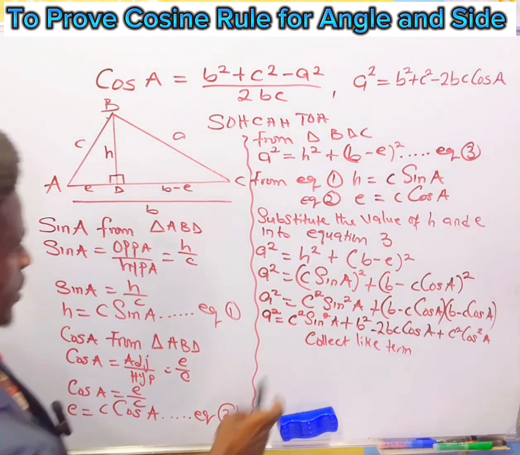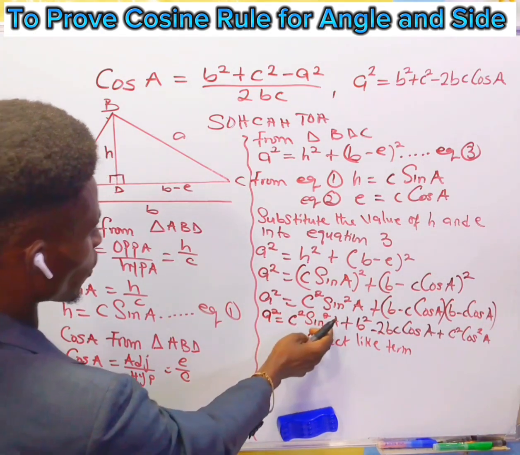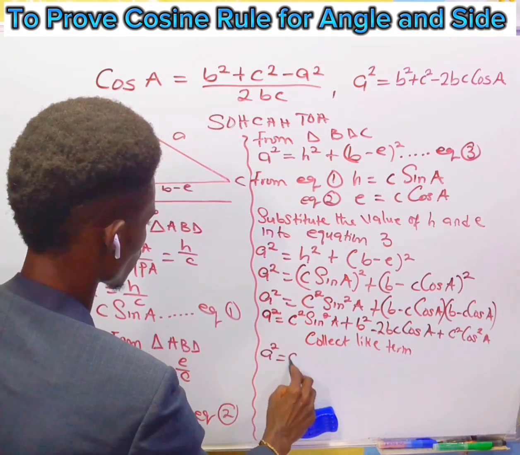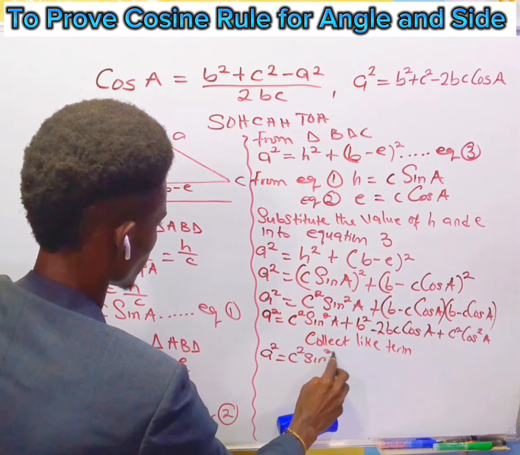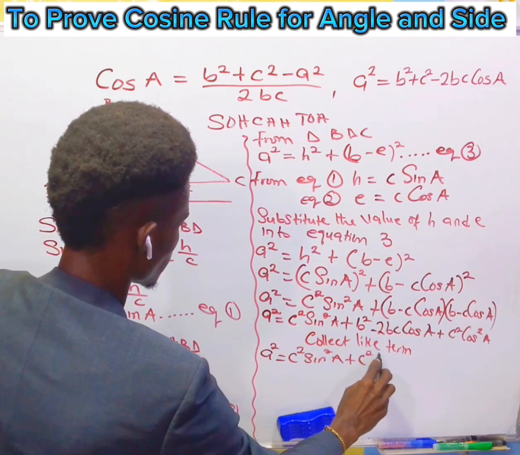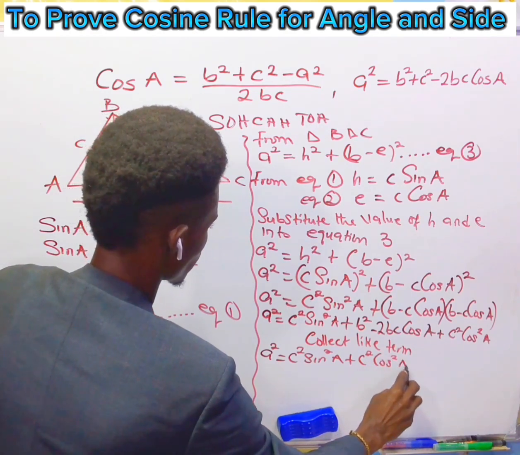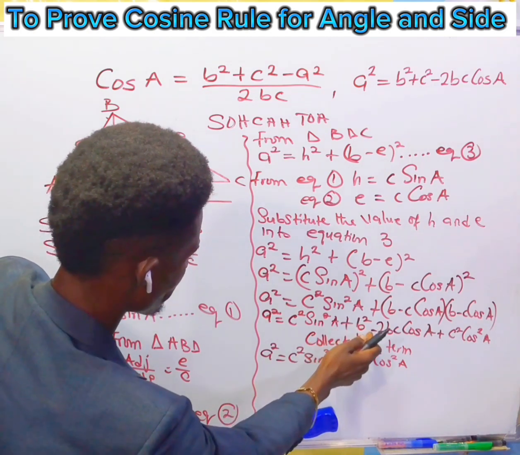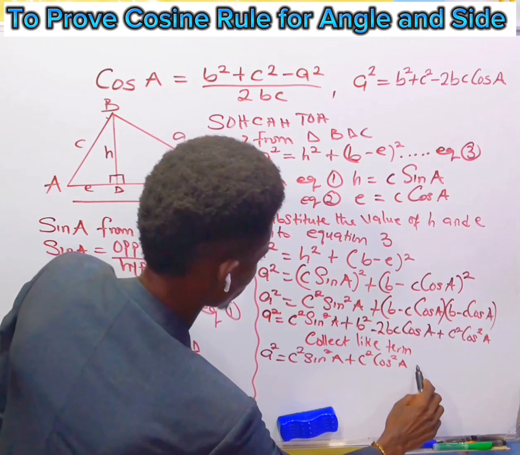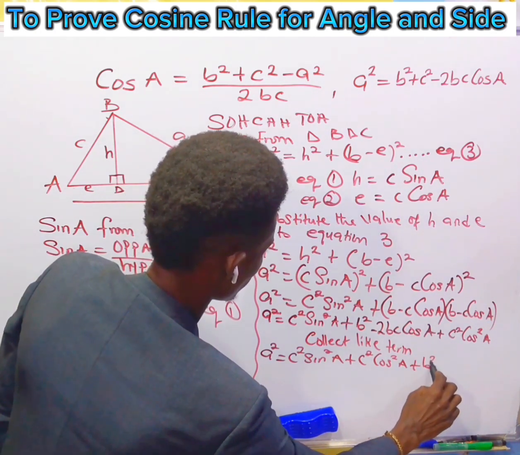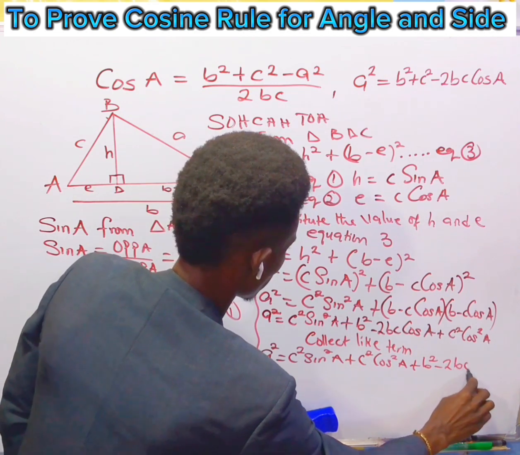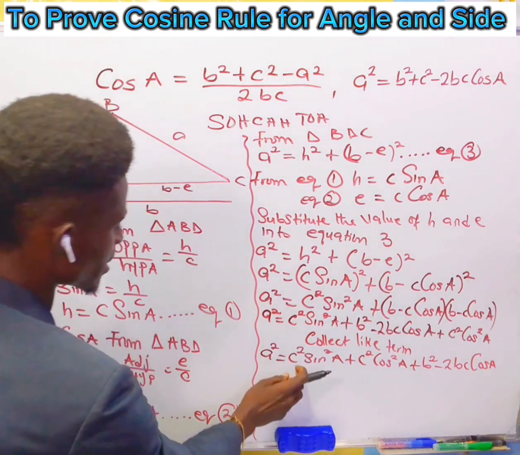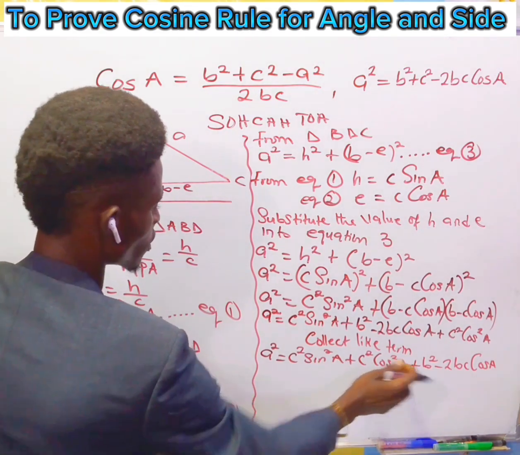Collecting like terms, which means we bring C square sine square A and C square cos square A, which is A square, to be equal to C square sine square A plus C square cos square A. Now we also have B square minus 2BC cos A, which is positive B square minus 2BC cos A.